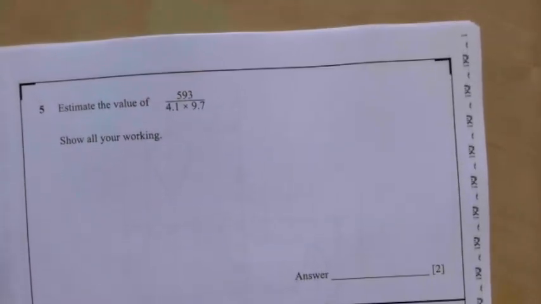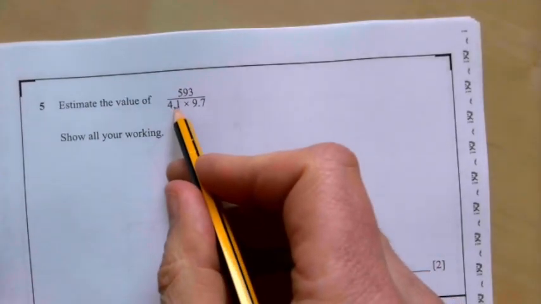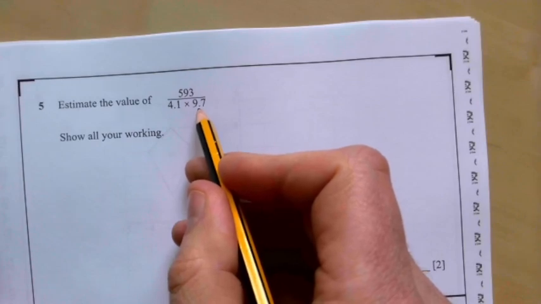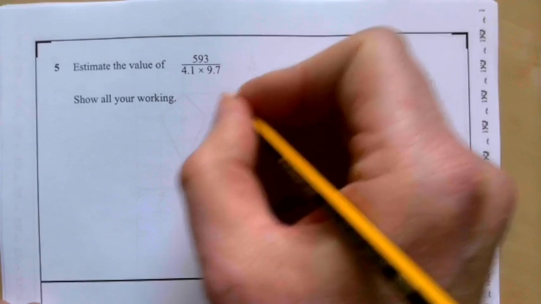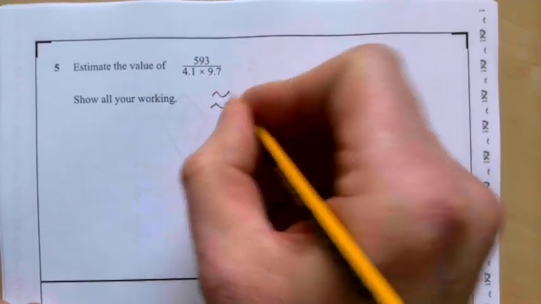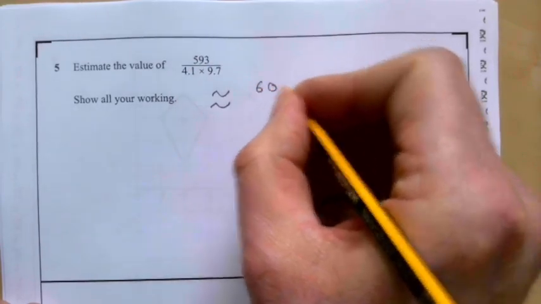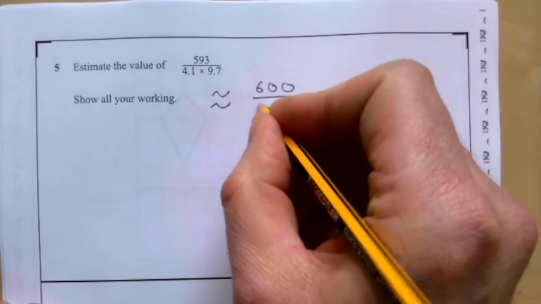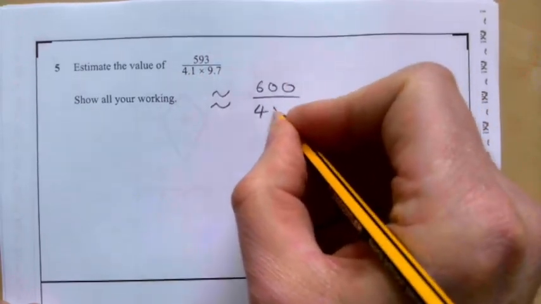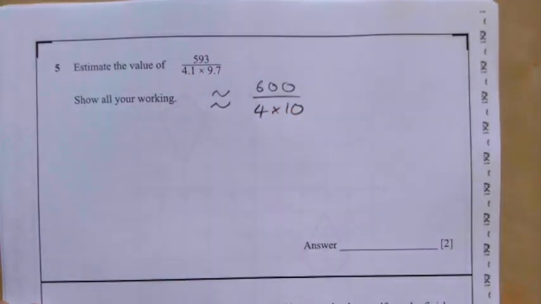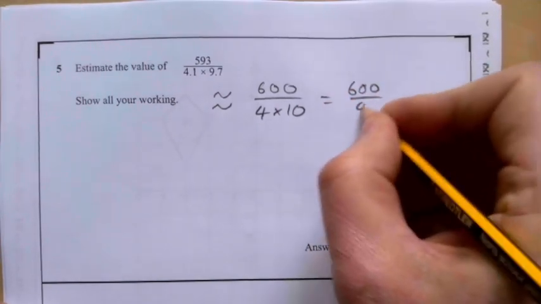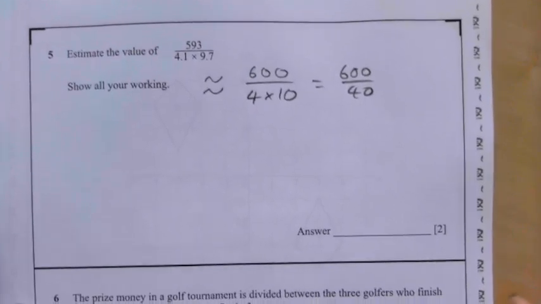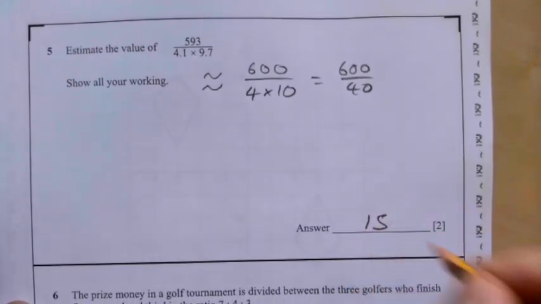Estimate the value of 593 over 4.1 times 9.7. The rule for this is we take everything to one significant figure. So this is approximately equal to 593 going to 600. 4.1 is 4, and 9.7 is 10, so that's times by 10. So it's going to be 600 over 40, and the answer to that would be 15.